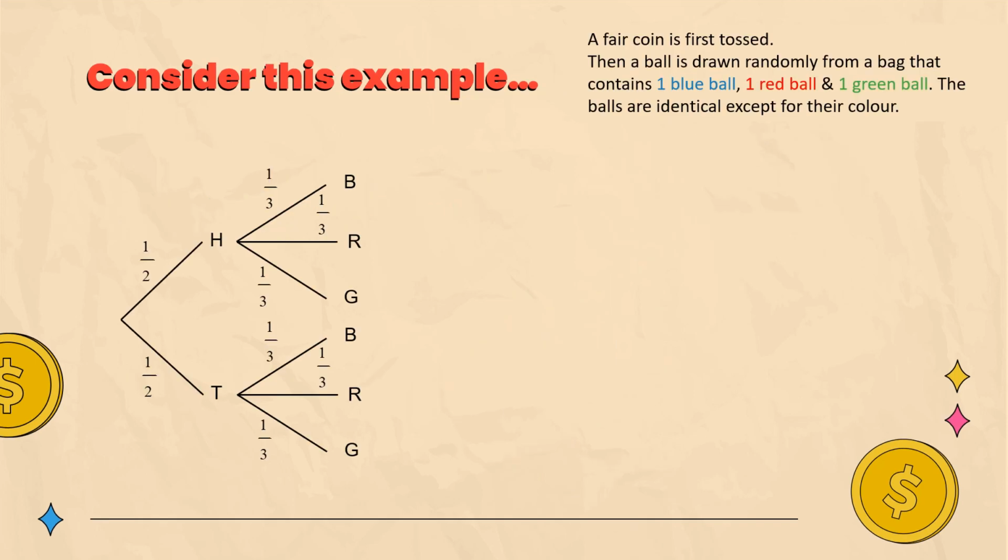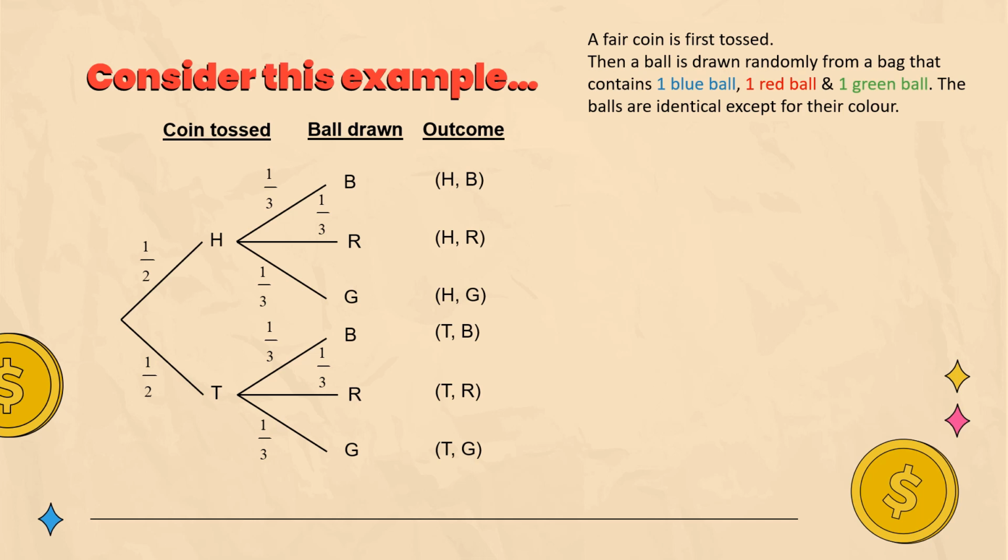So as mentioned earlier about the tree diagram, the first column represents the coin being tossed, where we get either heads or tails. And then in the second column, we are drawing a ball, either getting a blue ball, red ball, or green ball. The different outcomes that we can have in this probability experiment are heads blue, heads red, heads green, tails blue, tails red, or tails green.